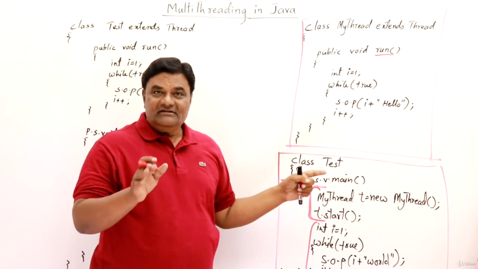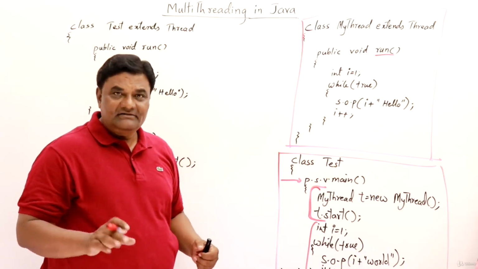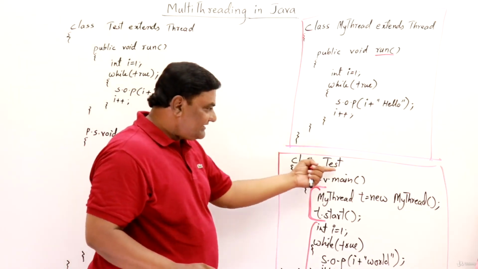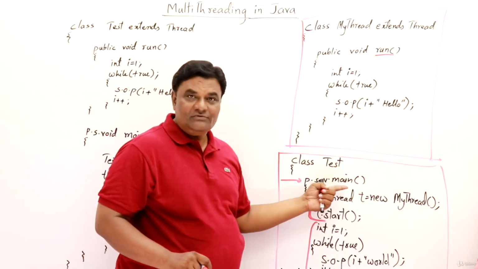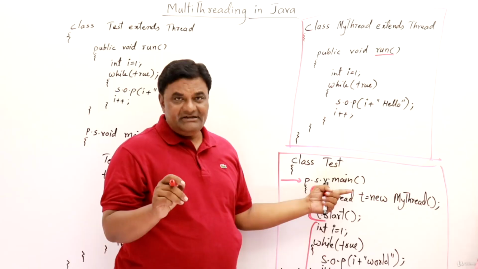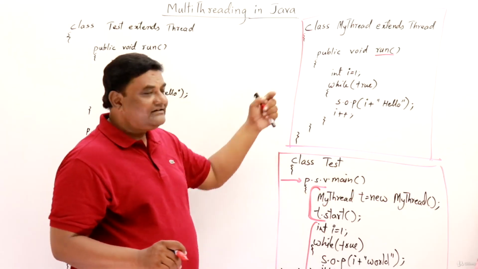If I compile this and run the program, two classes are there. In a single file you can write them down and compile. And when you run with java Test, then the main method will execute. So what is the first thing the main method is doing? Starting this thread, these two lines, it's starting that thread.